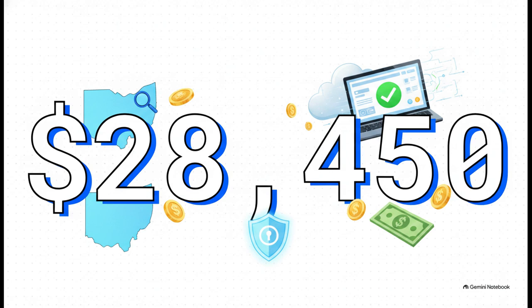The Ohio Department of Taxation has a very clear rule of thumb. If your federal adjusted gross income exceeds $28,450, you really need to file a return. And here's the kicker. Even if you don't owe a single penny, filing creates an active record for the year and literally stops those automatic delinquency billings before they can even start.